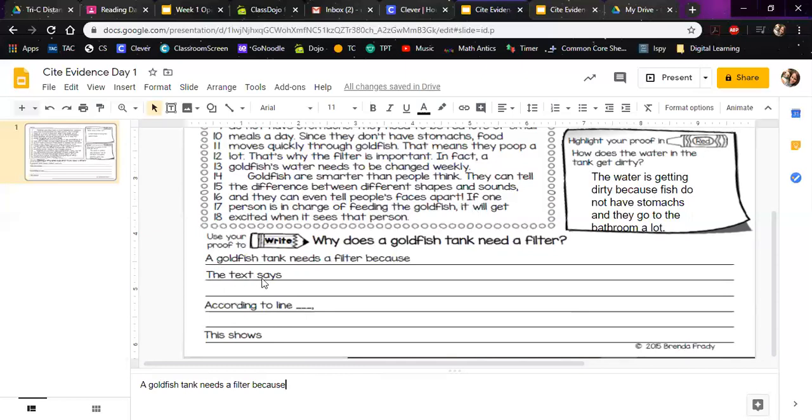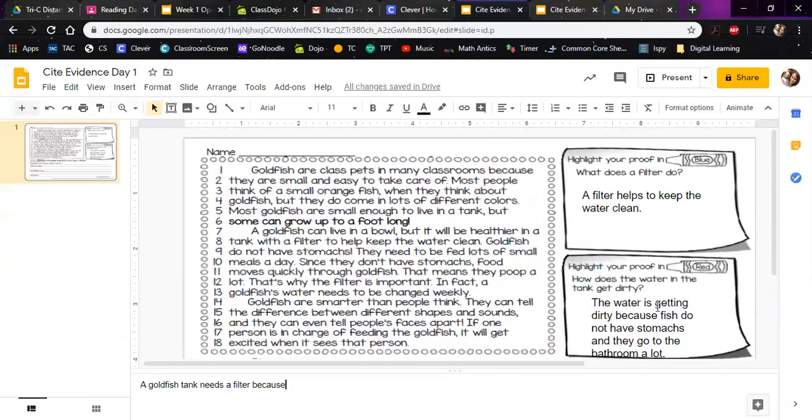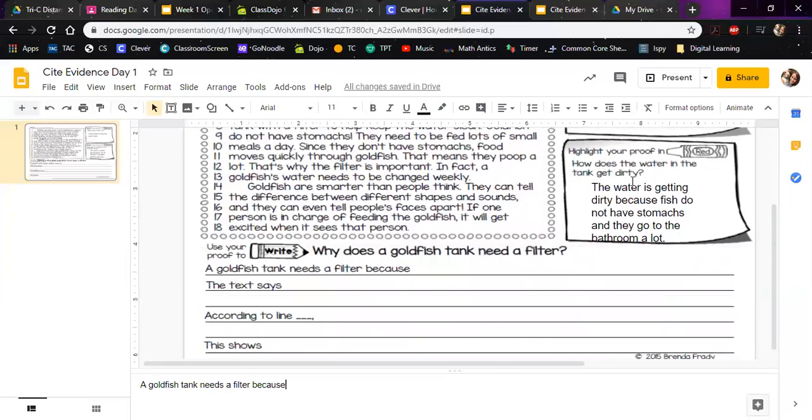Then you would write, the text says. Go ahead and say exactly what the text says. We already used our proof up here. That's going to be helpful. What did the text say about why the goldfish tank needs a filter? This would be your second sentence. The text says.